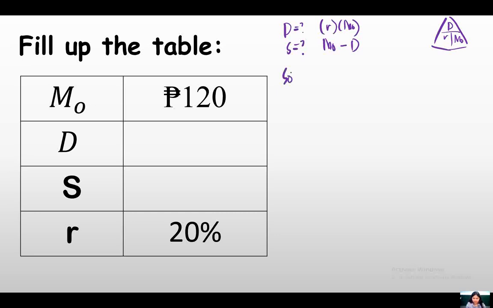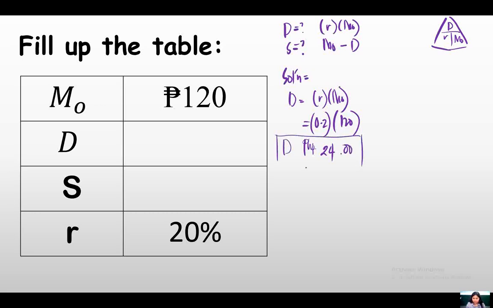Okay, so let's have our solution. Okay, for the discount, rate times M sub O. Our rate is 0.2, and our cost price is 120. And now get the product. So we have 24 pesos. So it means the discount is 24 pesos. Okay, so here, you can write 24 pesos.